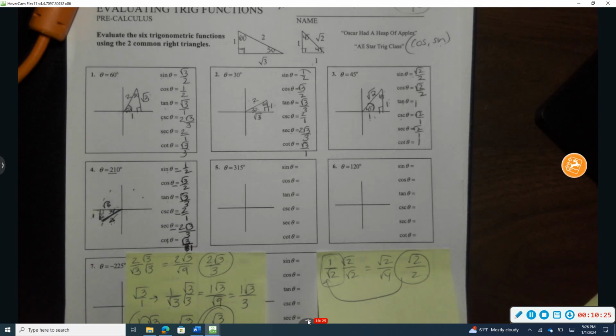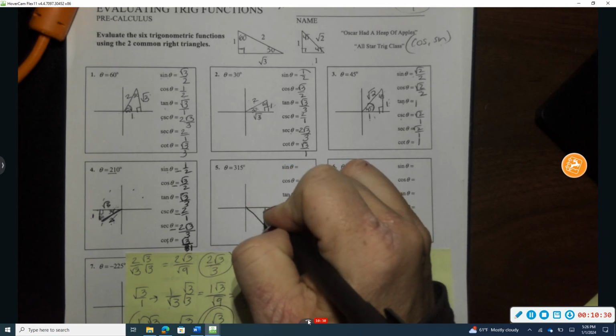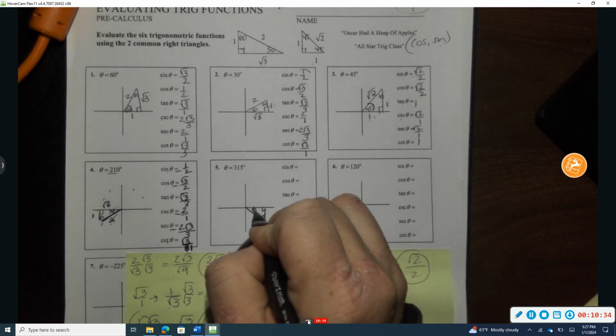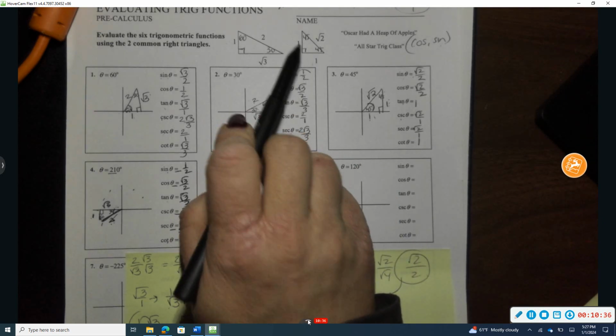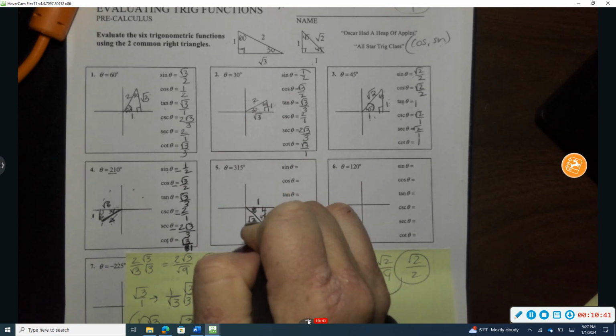Let's find 315. This is 315. 315 is a 45-degree interior angle. So here's 45 and here's 45. I go up top. Across from the 45s will be 1s. So this will be a 1, this is 1, and this is the square root of 2.